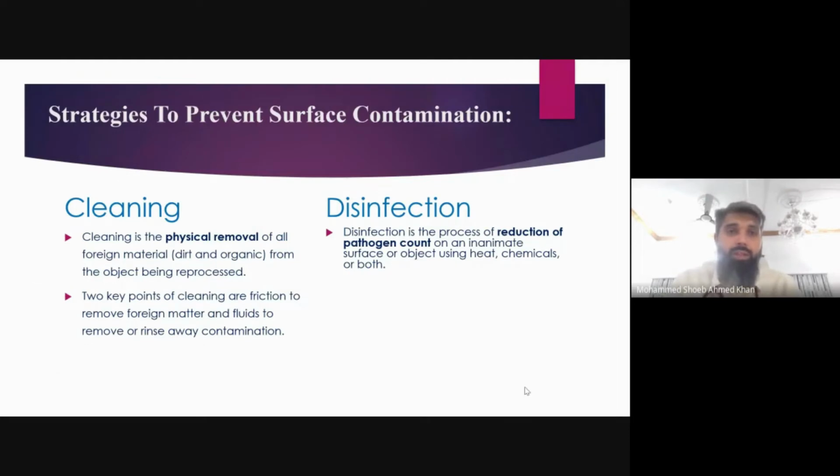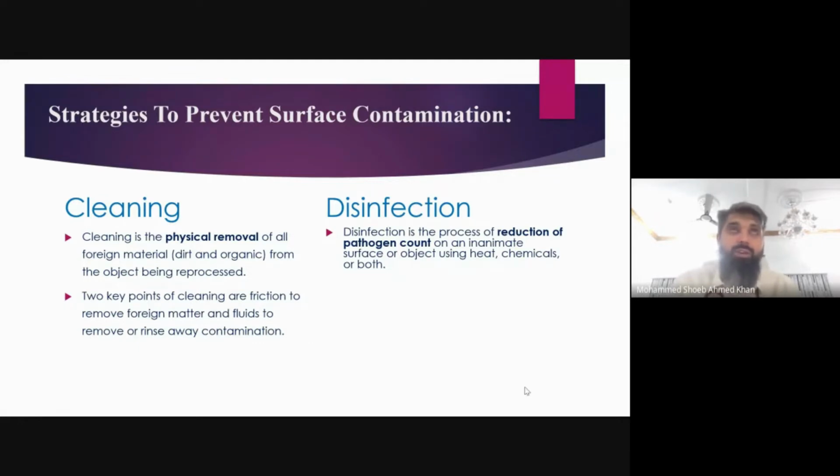So, what are the strategies to prevent surface contamination? Cleaning is the most important, as we have just said: the physical removal of all material, like dirt. Sometimes you really don't know. In some hospitals, even on the roof, there may be molds. The roof also has to be cleaned, and the walls, especially the corners where there may be insects or spider webs. Such things should definitely be cleaned on a regular basis. You miss a day or two, and these things start coming in.